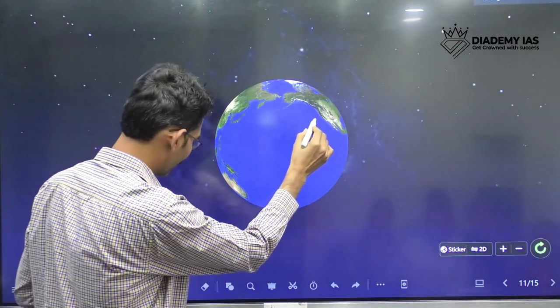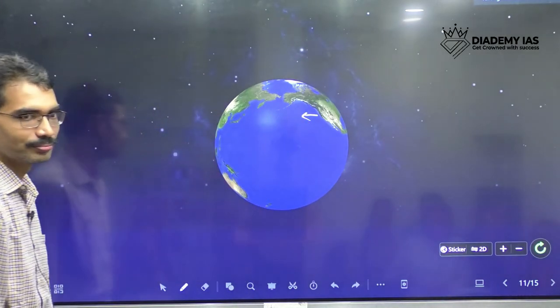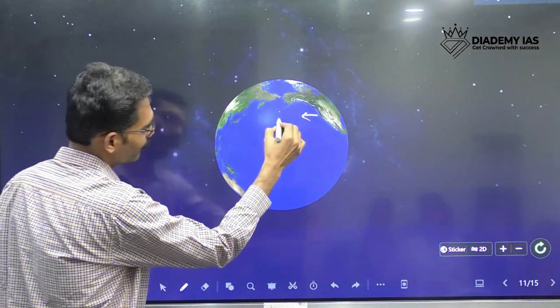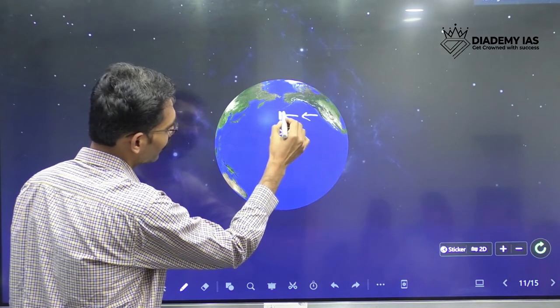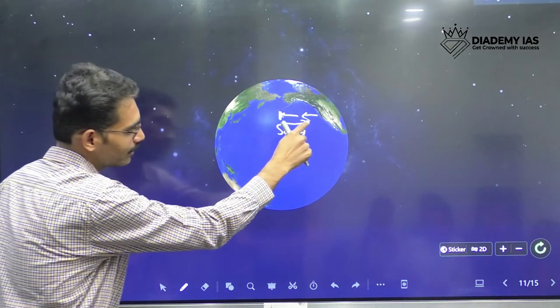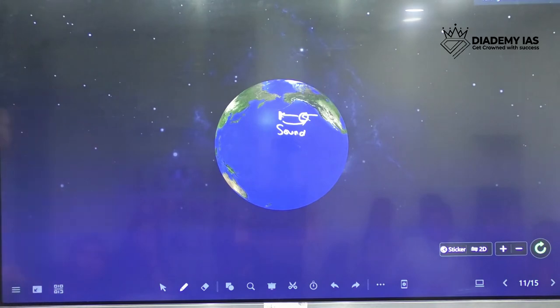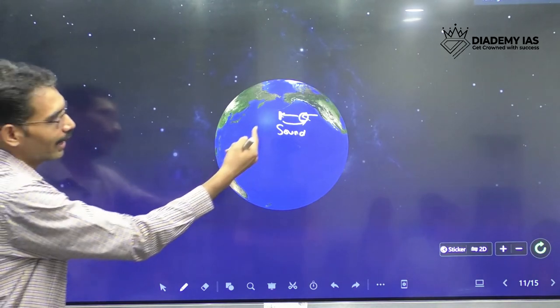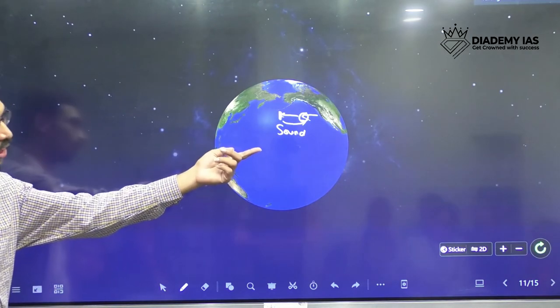Suppose a ship is coming from this side, so they will send the signal. And if someone is coming from this side, the sound wave will come, hit it, and go back. Now, based on the frequency, this person will come to know that someone is coming, so that the enemy movement can be easily tracked. Now it is called radar.